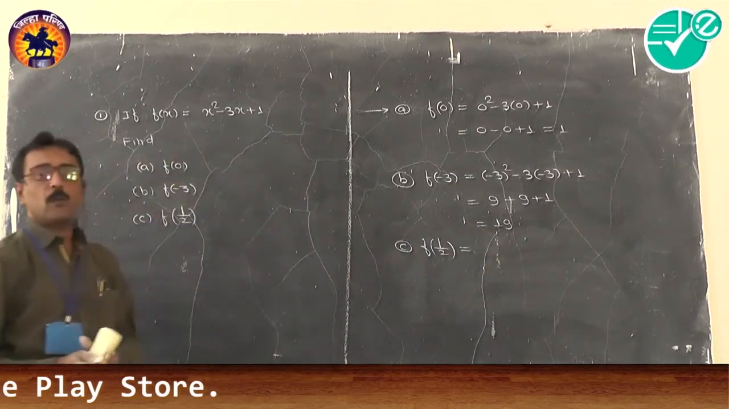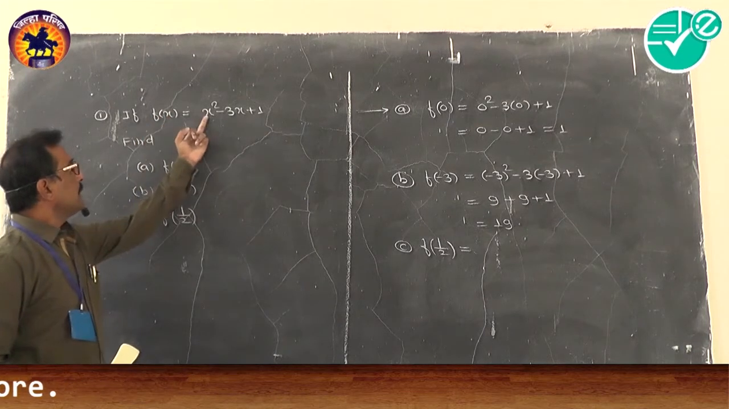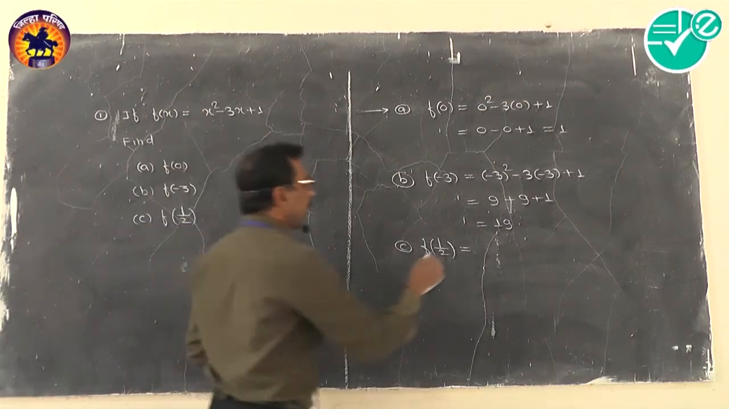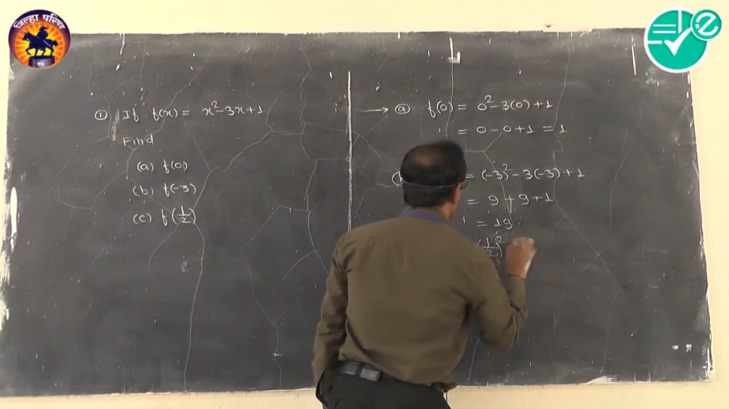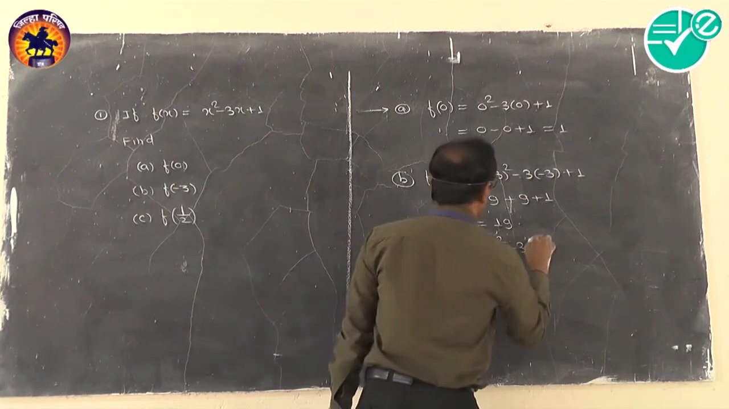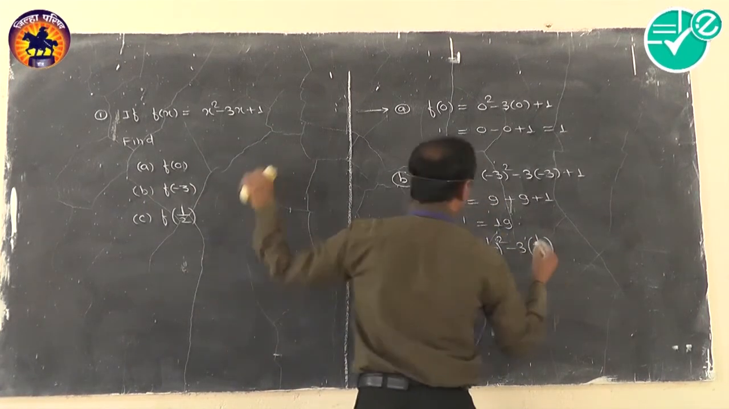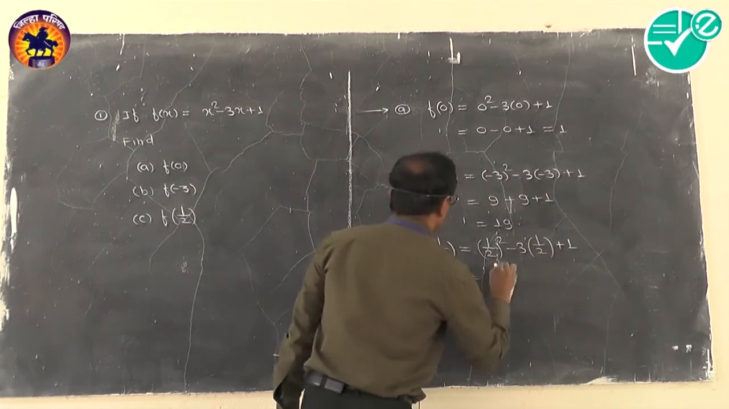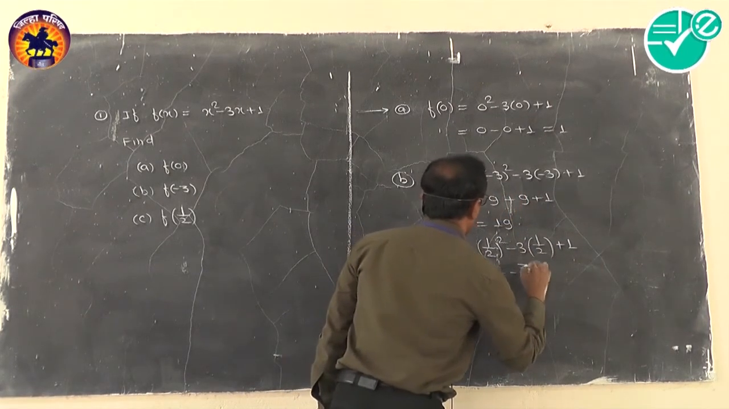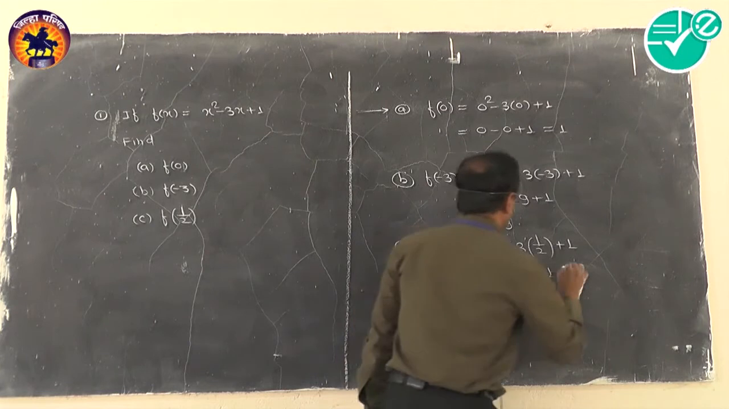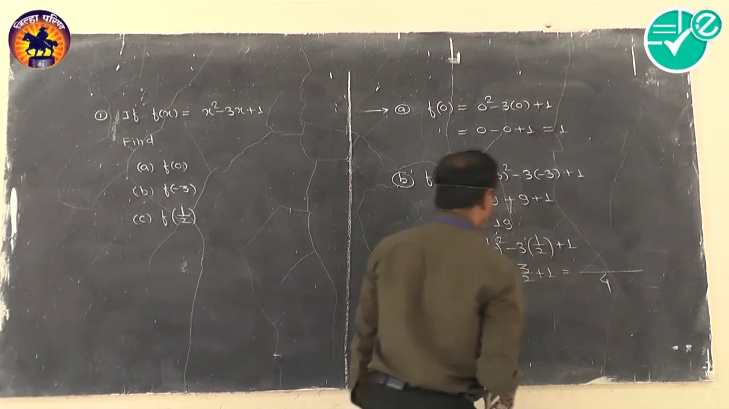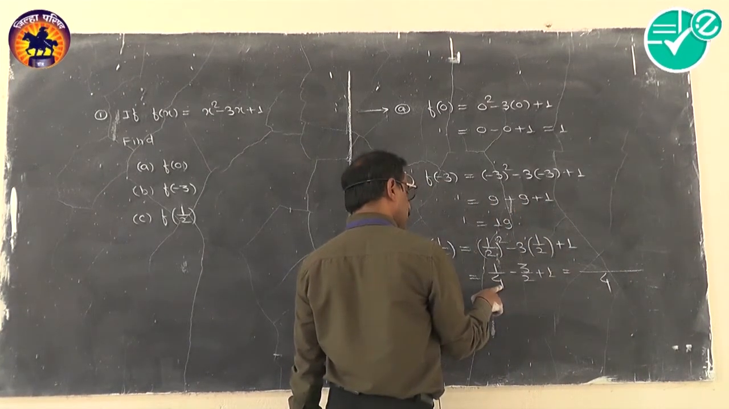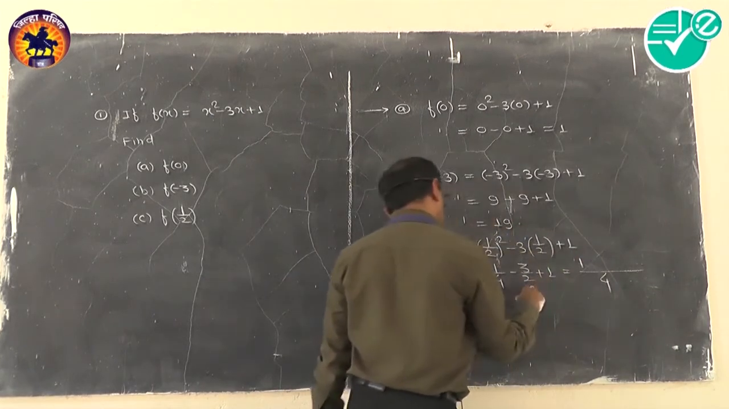Coming to C, f of 1 by 2. In order to get f of 1 by 2, x is replaced by 1 by 2. So we are writing 1 by 2 whole square minus 3 into 1 by 2 plus 1. It is equal to 1 by 4 minus 3 by 2 plus 1. What is the LCM here? 4. 4 divided by 4 is 1, 1 into 1 is 1. 4 divided by 2 is 2.